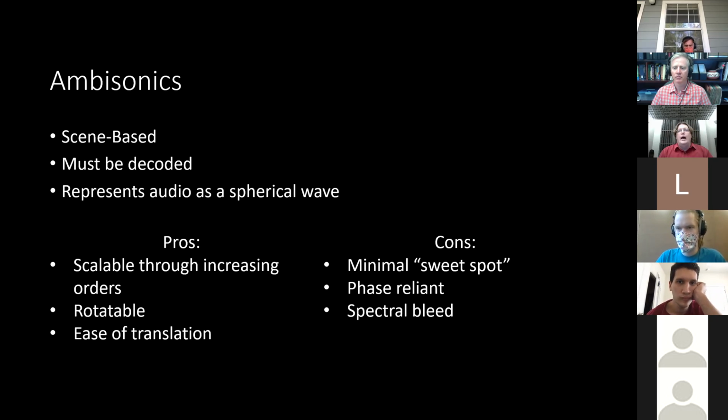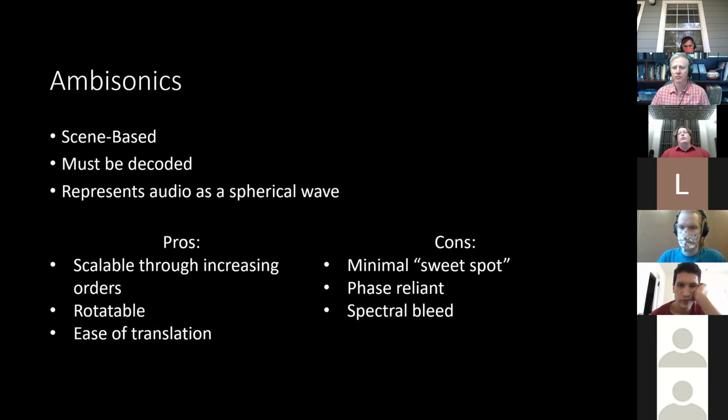And then going back to the sweet spot thing, because of how we do the decoding, the angular imprecision, you get a lot of spectral bleed. You get a lot of antiphase information when you do your decoding as you try to become more angularly precise. And this is, of course, all dependent on the order. If you use a stupidly high order, a lot of these cons go away, but then you're using CPU processing power.